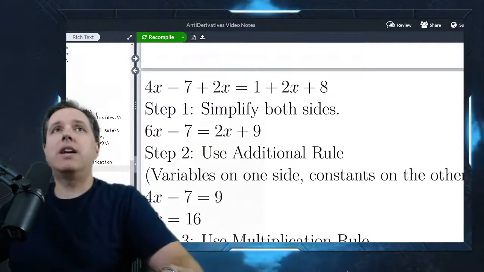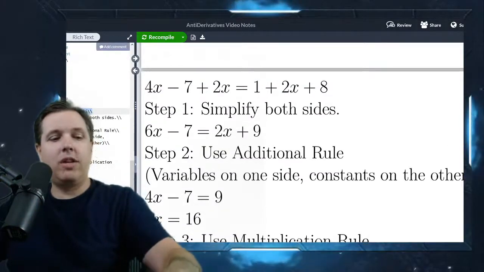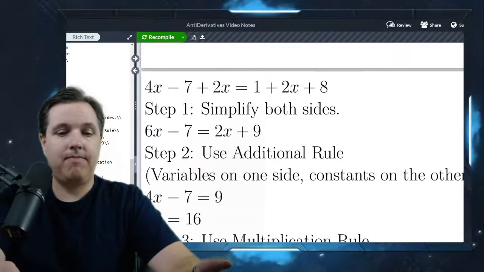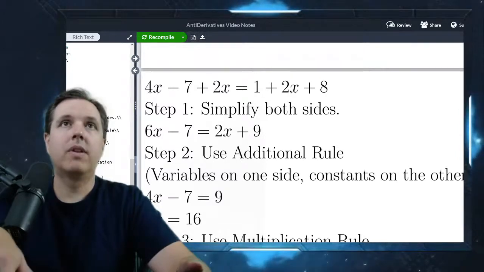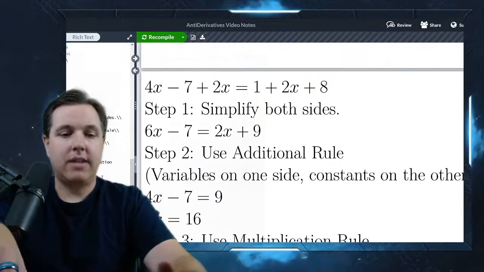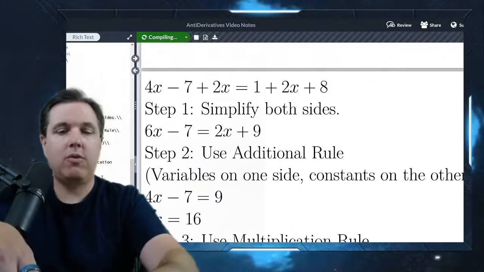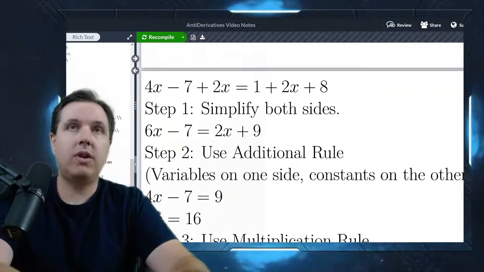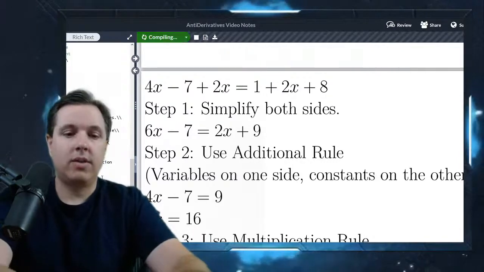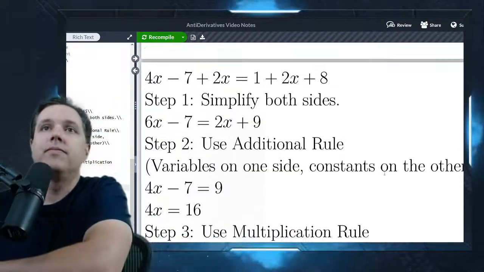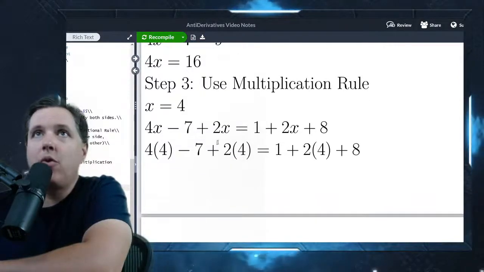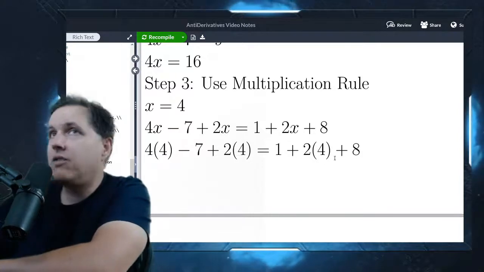So let's take that original equation and let's plug our value in and see if it makes sense. So by doing that, I'm going to get 4 times 4 minus 7 plus 2 times 4 equals 1 plus 2 times 4 plus 8. So all I'm doing, everywhere there's an x in the original equation, I'm putting a 4 there. I've changed the x's into 4s.